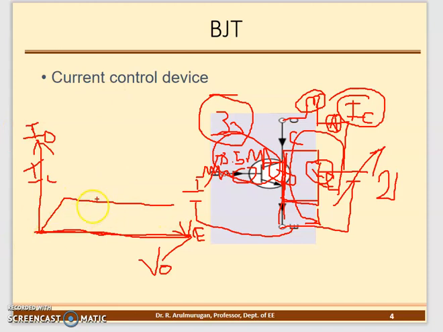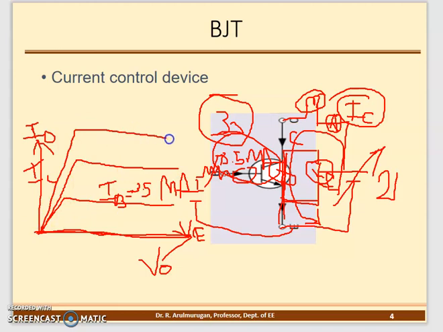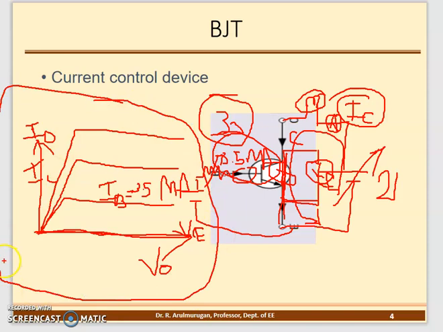Here you write IB, the input current I have applied. The minimum needed is 3.5 milliamperes. Suppose I apply 4 milliamps, it will rise faster. Suppose I apply 5 milliamps, it will rise even faster. This is called the output characteristics. You draw the output current versus the output voltage, IC versus VCE, and IB is the input current you apply. That's all.